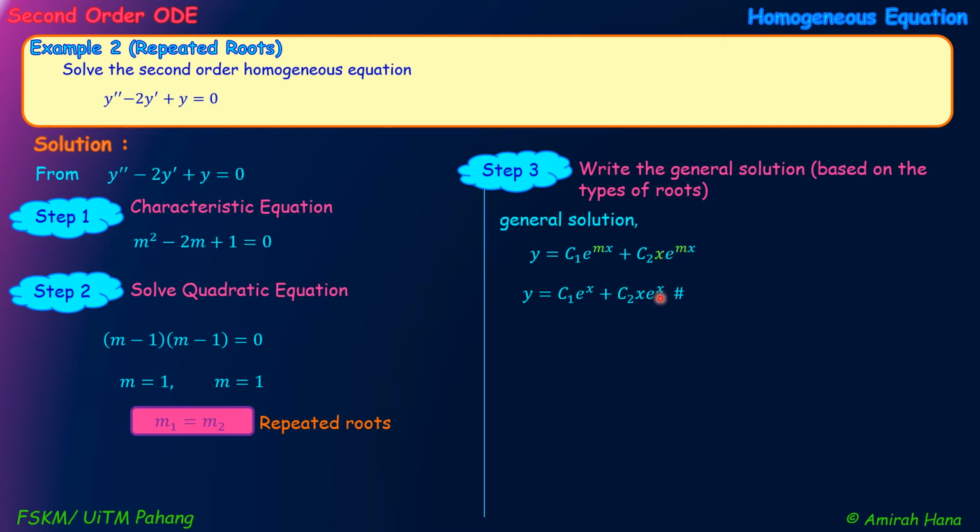The initial condition is not given, so this is the final answer, and we do not need to find the values of c1 and c2. When the initial condition is not given, the steps are very simple for homogeneous equation under second order ODE. It is totally different compared to homogeneous equation under first order ODE.